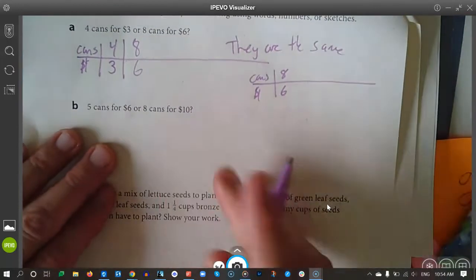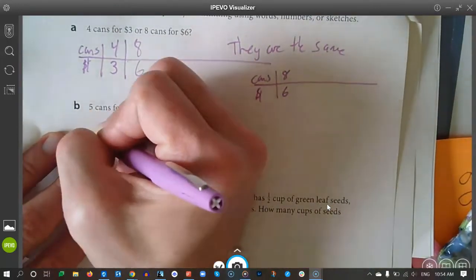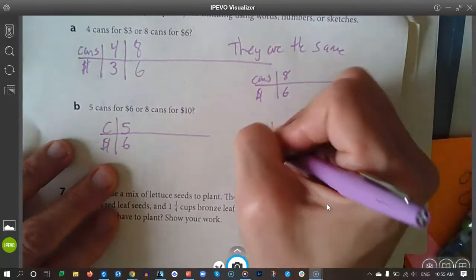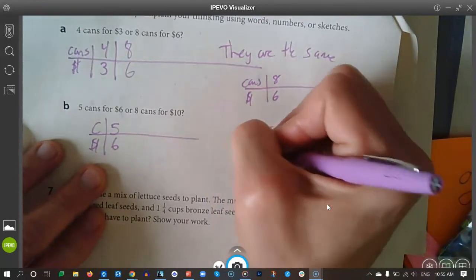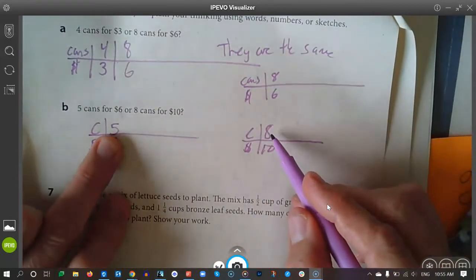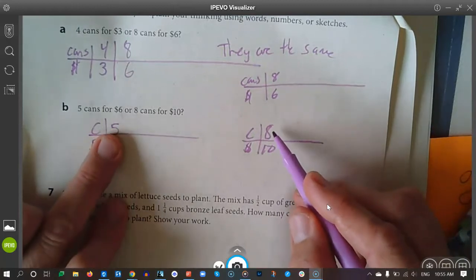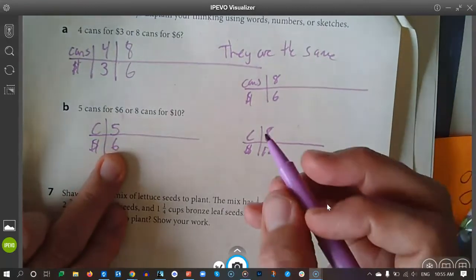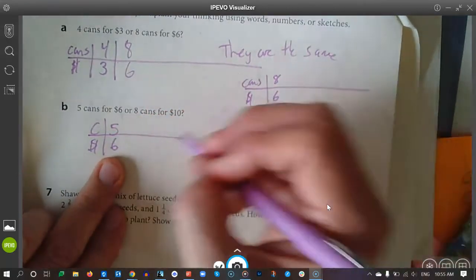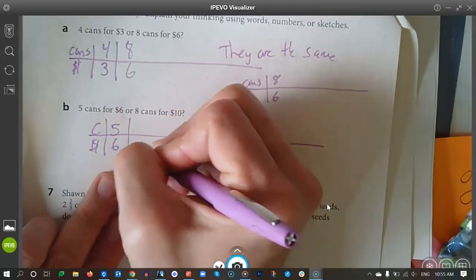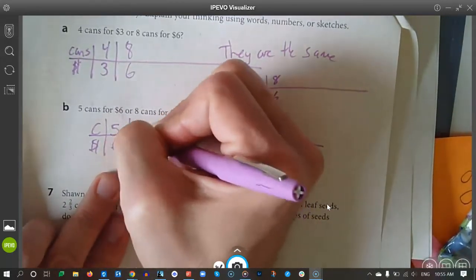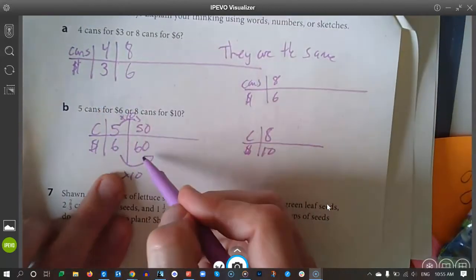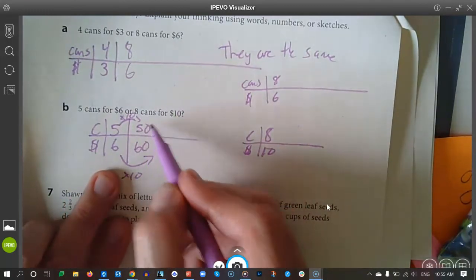All right, let's look at this one. 5 cans for $6. So we have cans, money, compared to 8 cans for $10. I either need to get these two to be common. I can get the 40 for this one, or to be common, I can get the 60. Why don't we get the 60? So to get the 60, I'm going to multiply by 10, which gets me to 60. And I have to multiply this one by 10, and that gets me to 50. So for $60, I'd get 50 cans.